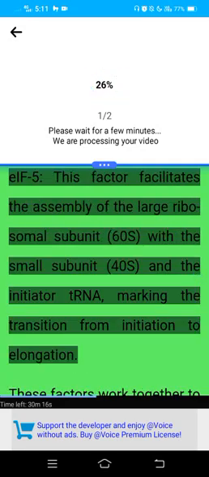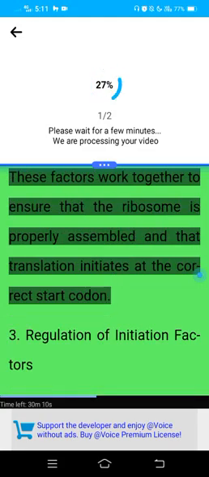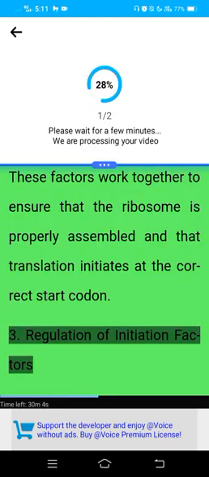eIF5: this factor facilitates the assembly of the large ribosomal subunit 60S with the small subunit 40S and the initiator tRNA, marking the transition from initiation to elongation. These factors work together to ensure that the ribosome is properly assembled and the translation initiates at the correct start codon. 3. Regulation of initiation factors.